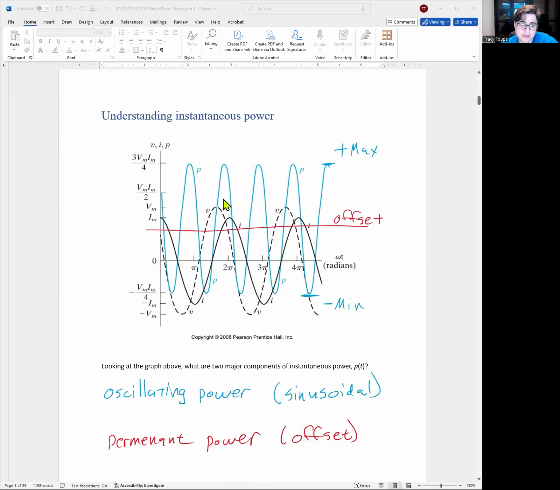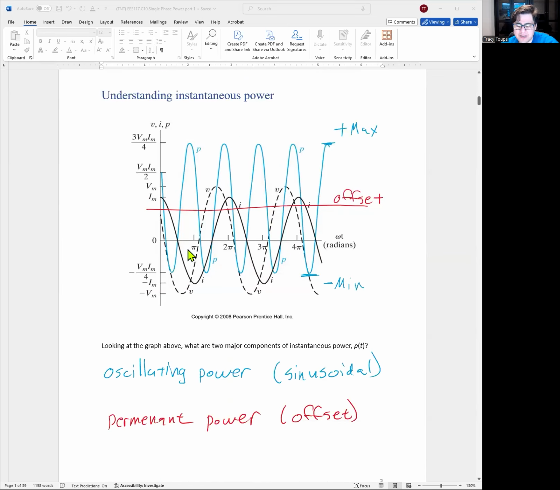This is where we can look at the waveforms. Here I have a voltage in the dotted line, my original voltage, and my original current in the solid black line. Notice they're not on top of each other, so there's a phase shift. If you multiply v times i at all points along these lines, you get this blue curve, the instantaneous power p. See how it goes up and down? Yes, it's oscillating back and forth.